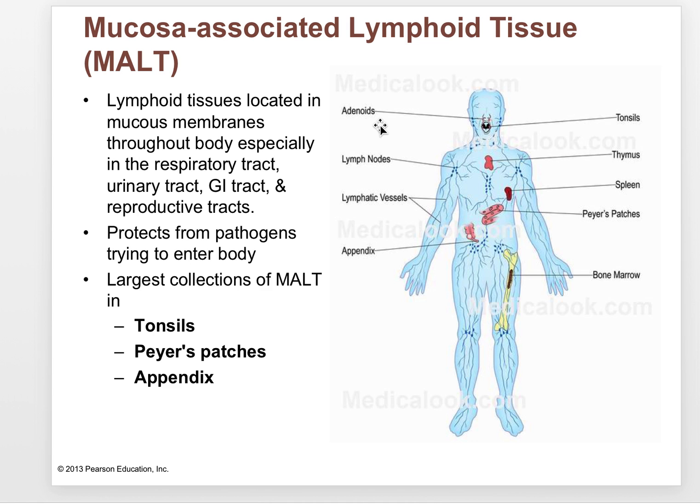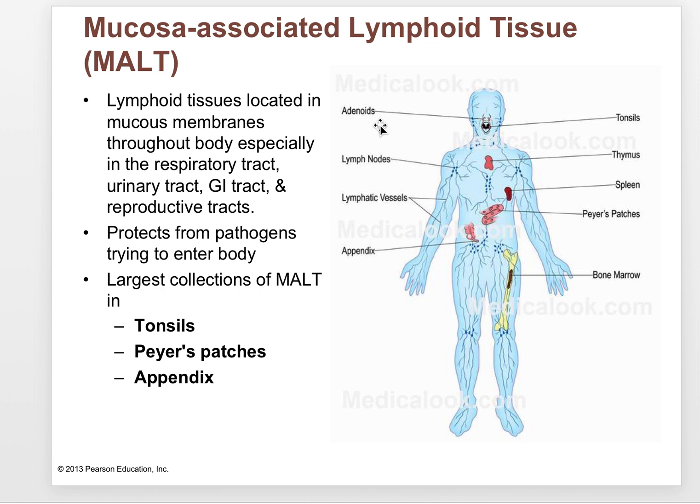Mucosa-associated lymphoid tissue, or MALT. There's lymphoid tissues located in mucous membranes throughout the body, in the respiratory tract, the urinary tract, the GI tract, and reproductive tracts. These are in areas where pathogens are likely to enter the body, like the respiratory tract that's open to the outside. That can be a source for infection entry into the body. The urinary tract, the GI tract, and reproductive tracts are all areas where pathogens can enter into the body, and they're met by this defensive force of lymphoid tissue called MALT.